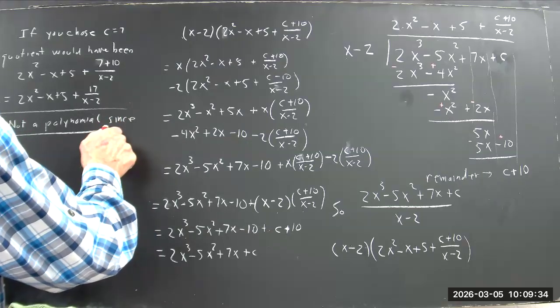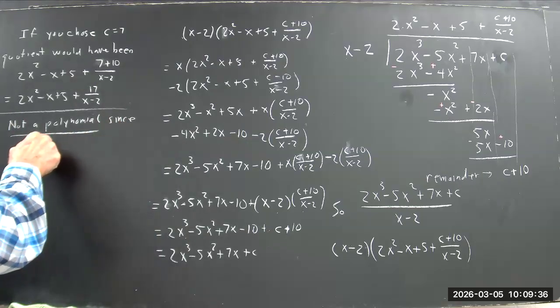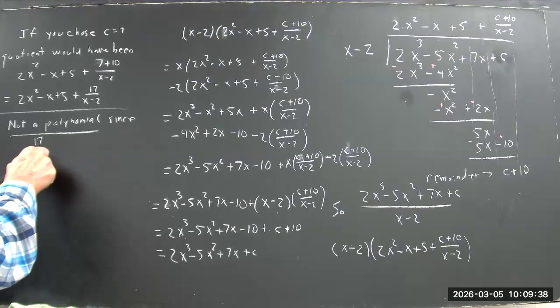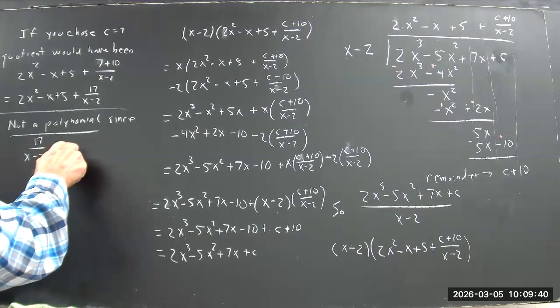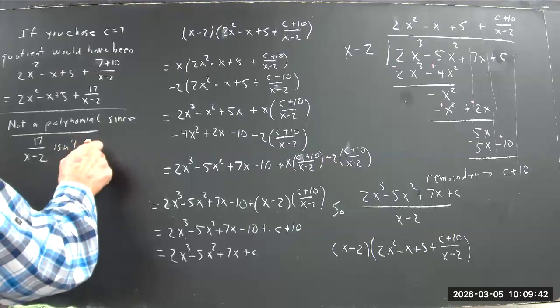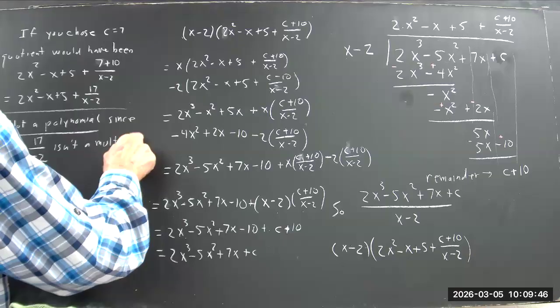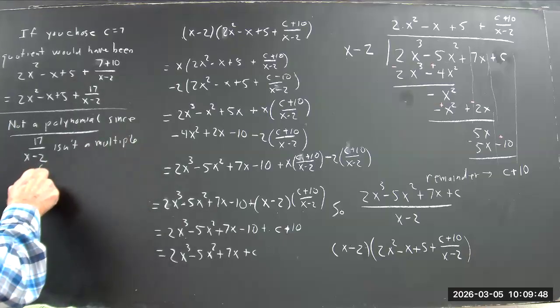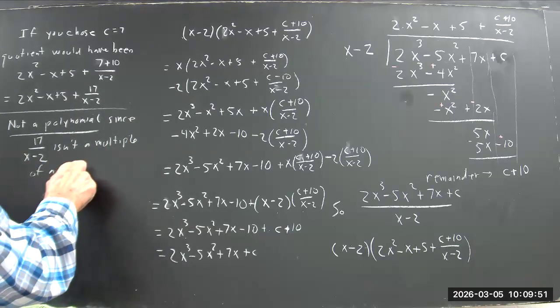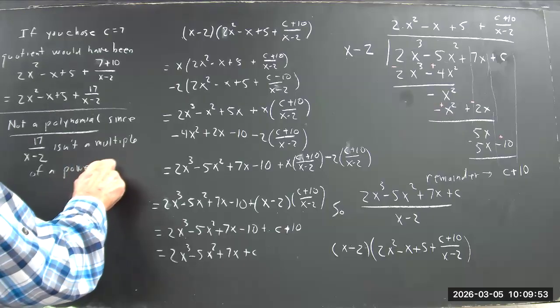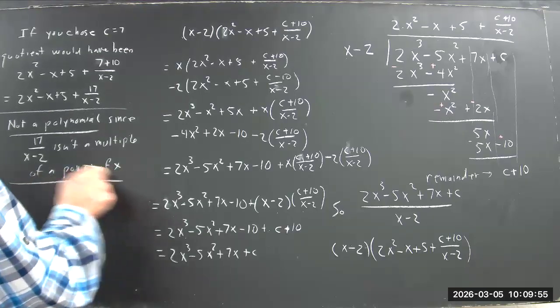Since 17 over x minus 2 isn't a multiple of the power of x.